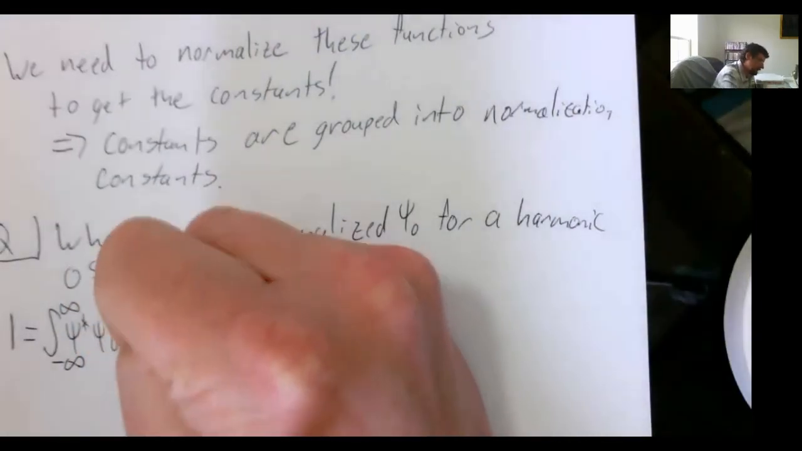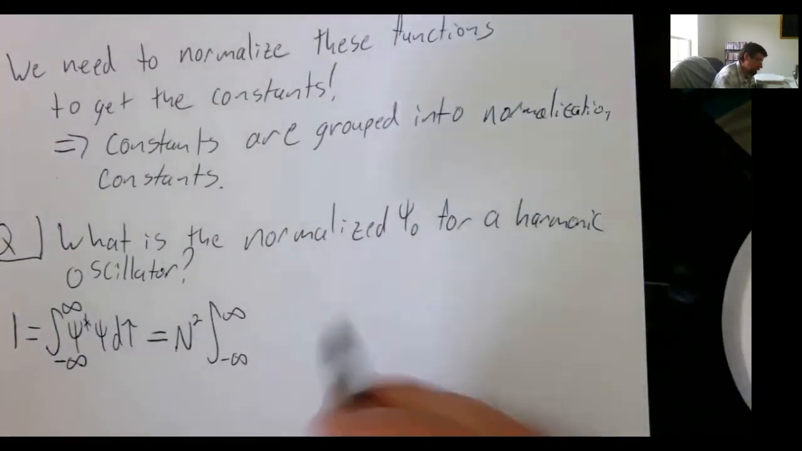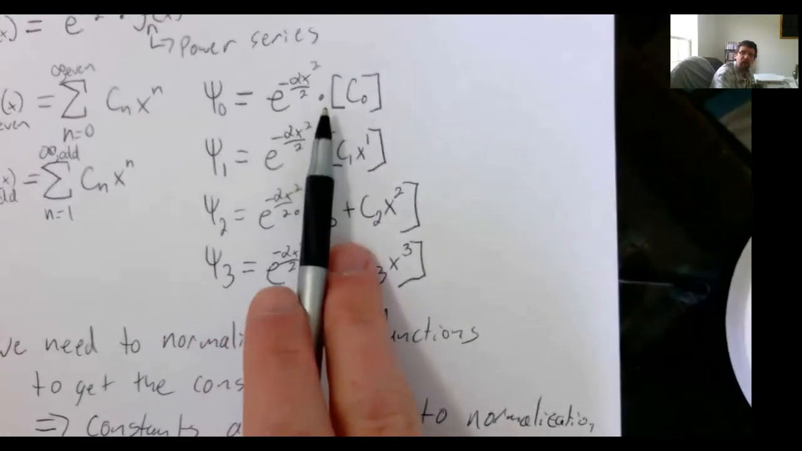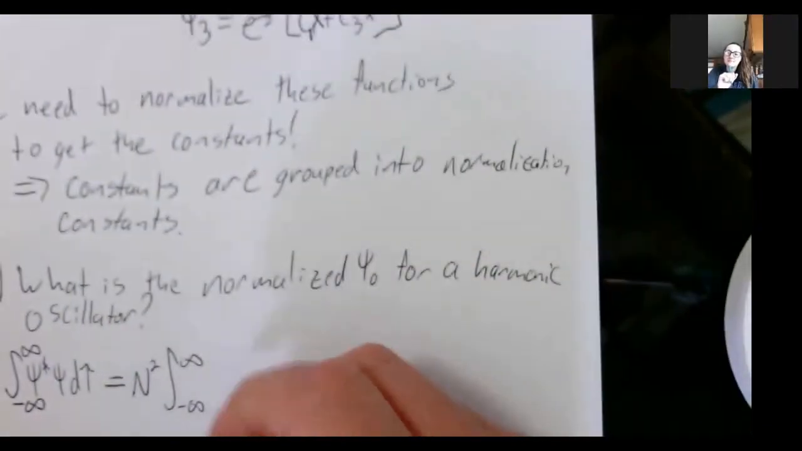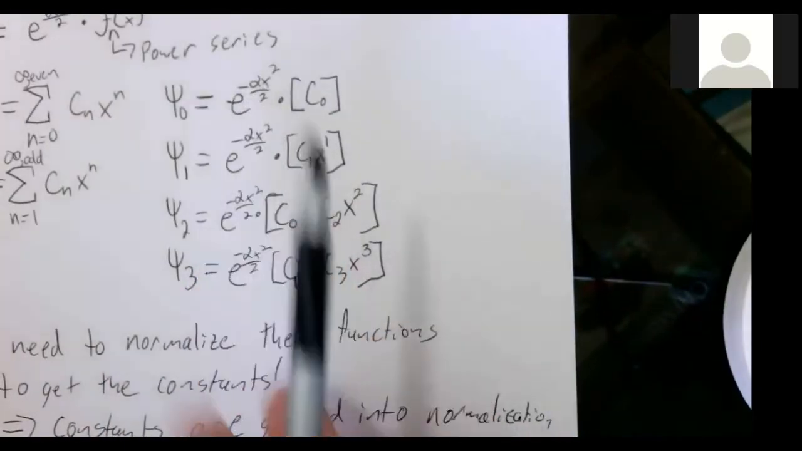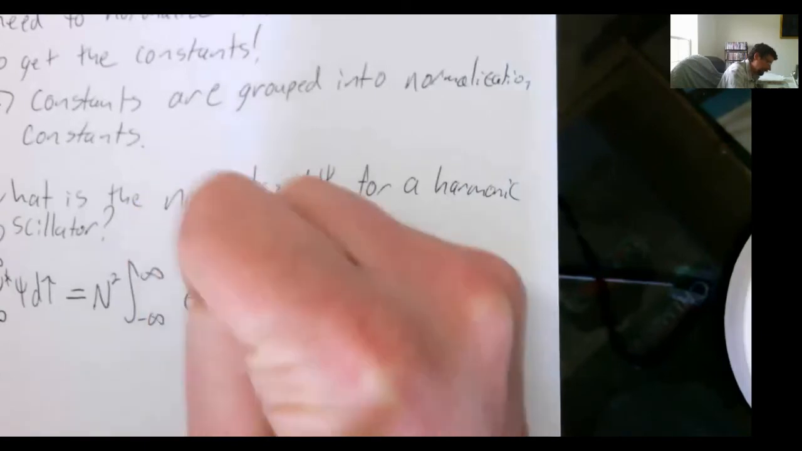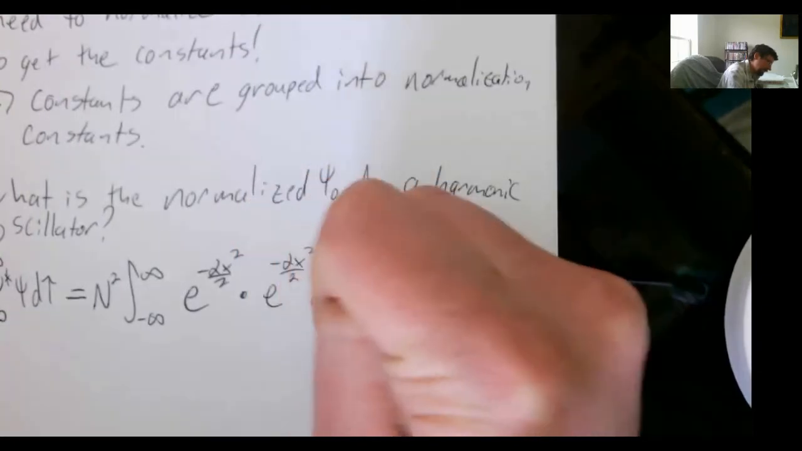So we have an n squared out front, that's our normalization constant, with negative infinity to positive infinity. Now, what is our psi naught that we had? If we look back up here, we're going to group this constant into the normalization constant. So we should just get the complex conjugate of that function. Does anything change with the complex conjugate? No, because there's no i, so we stay the same, times e to the negative alpha x squared over 2 dx.